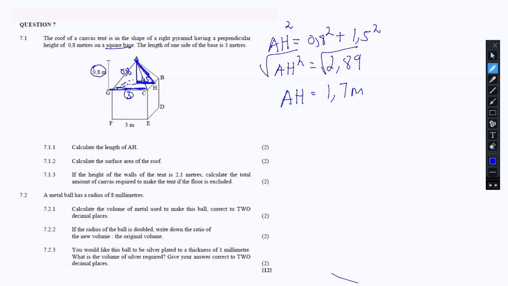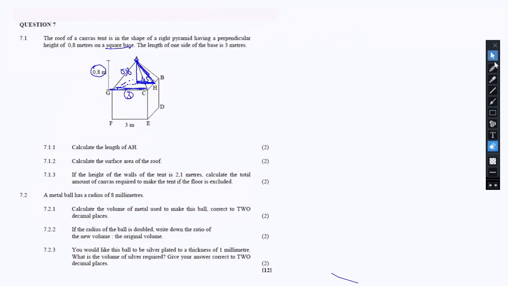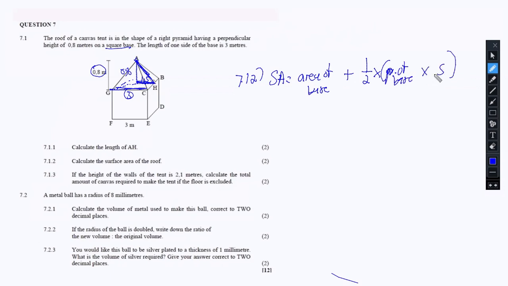So we know that the surface area needs us to have that slant height. So that means we have to now use that slant height. So again, what is the surface area? The roof, remember, they said the roof is the pyramid, right? So surface area is area of base plus 1/2 times the perimeter of base, so I'll say P of base, times the slant height. So that's the formula that we have.